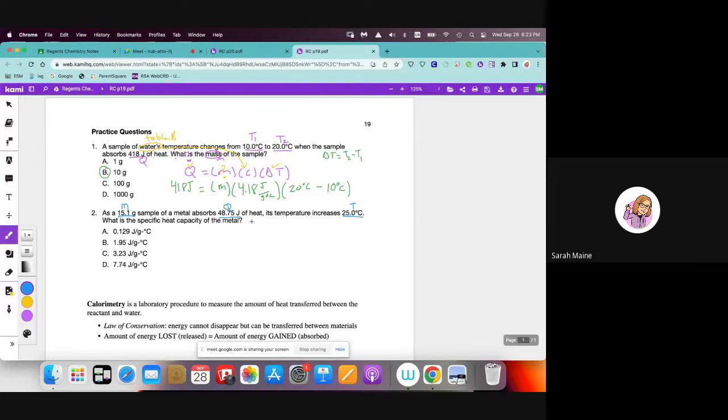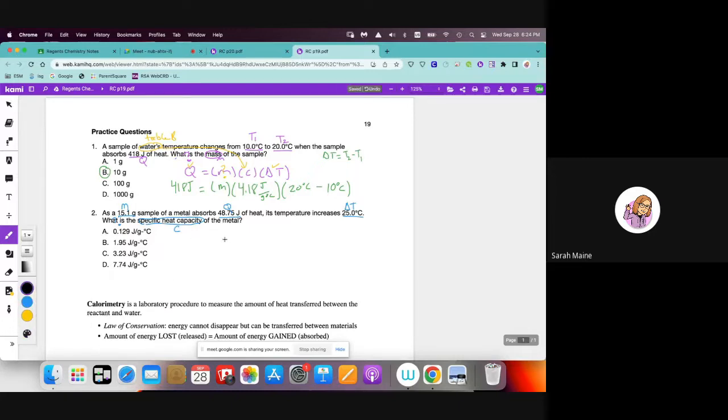Or am I just given how much the temperature changed by? So when I read through this, it says the temperature increases 25 degrees Celsius. So based on that reading, it is the actual delta T value. And then I see the word what. And so when I see this what or determine, it's asking me to determine the specific heat capacity. And so that means my unknown is variable C.